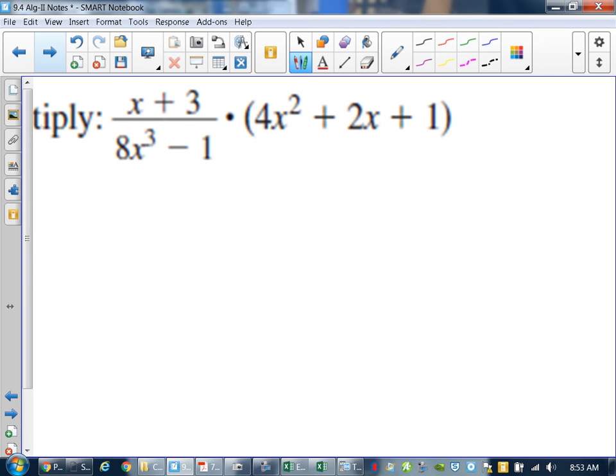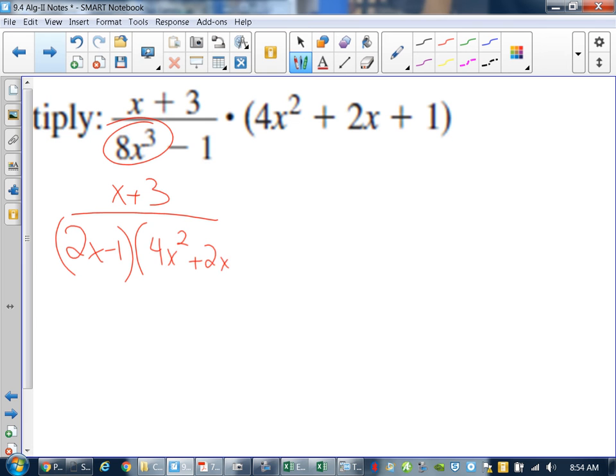So you have x plus 3. 8x cubed. What's the cube root of 8x cubed? 2x, good. So you have 2x minus 1. If I square 2x, what do you get? 4x squared. And then put it together, you get plus 2x, and then negative 1 squared is plus 1.